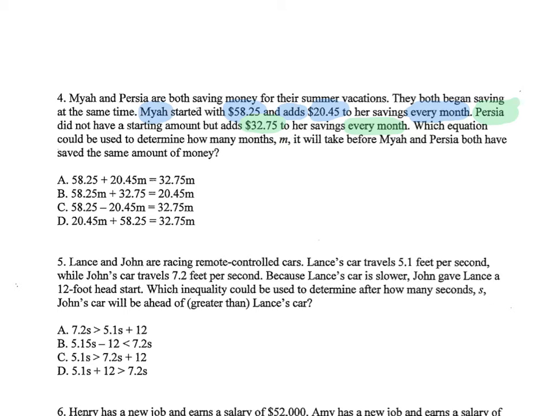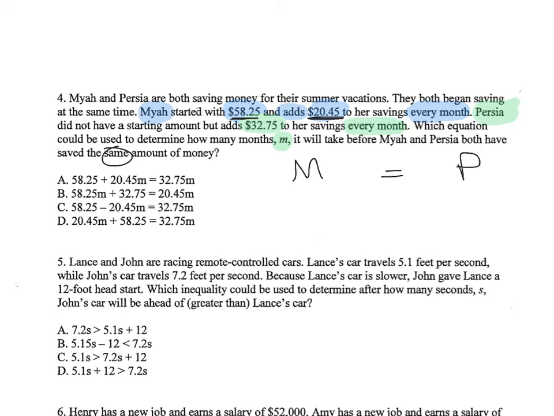Which equation could be used to determine how many months it will take before Maya and Persia both have the same amount of money? So I'm going to put an M and a P, and it says the same, so it's not an inequality, it's just an equal sign. So really the main thing we need to look for is to make sure that the numbers are paired up correctly. So Maya should have 58.25 and 20.45. So these two numbers should be on the same side of the equal sign.